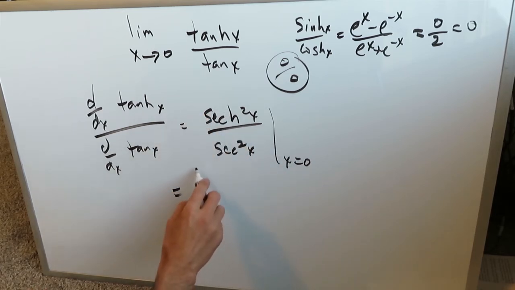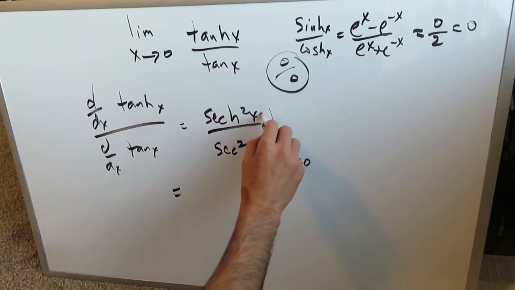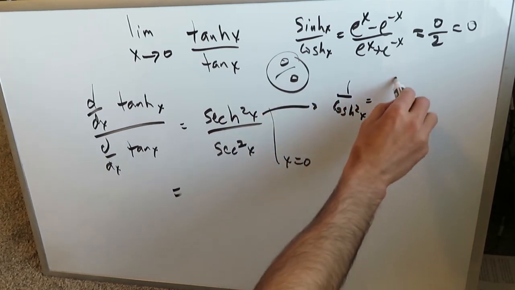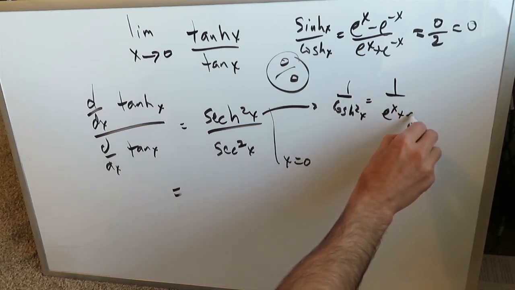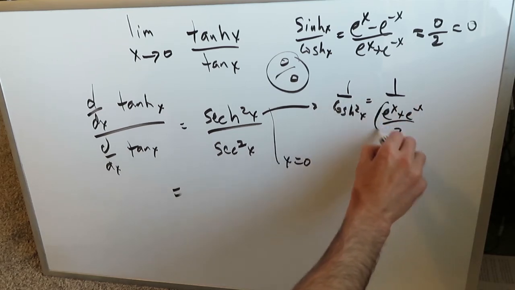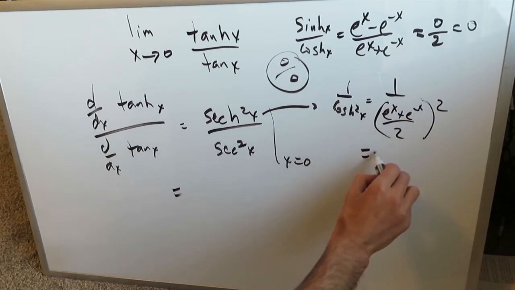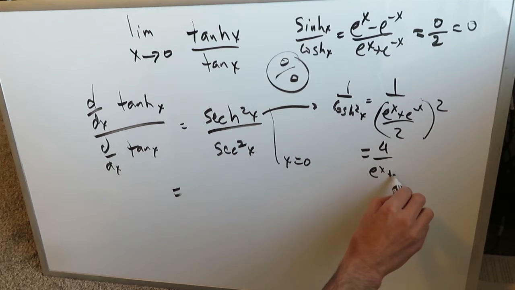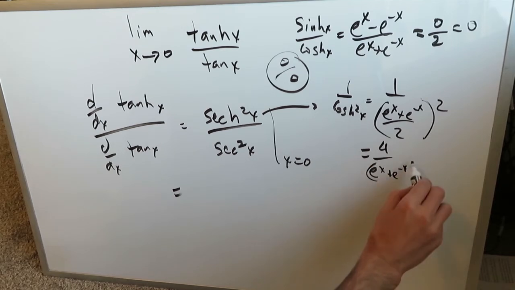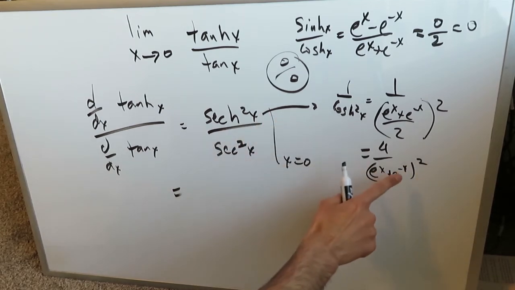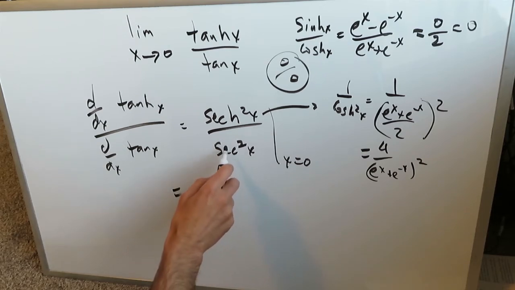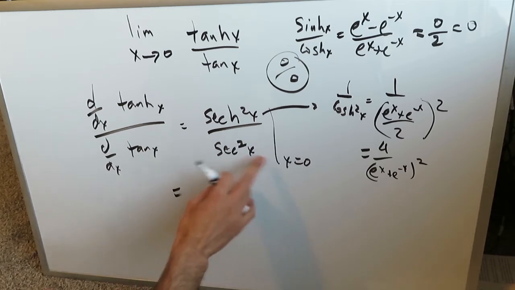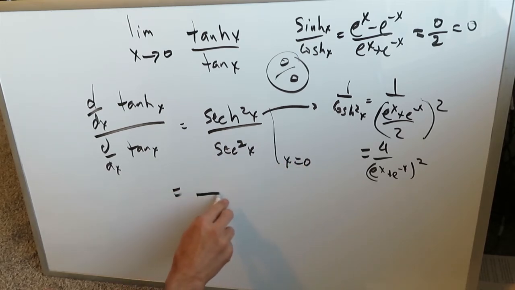Sech squared x is the same thing as 1 over cosh squared x, which is the same thing as saying 1 over the square of e to the x plus e to the minus x over 2, right? Which is the same thing as saying 4 over e to the x plus e to the minus x, squared. So we're going to have to plug in the 0 in place of these x's, and sec squared x is easy because you know 1 over cos squared x is equal to sec squared x, and cosine of 0 is 1, so this one right here will automatically be a 1.